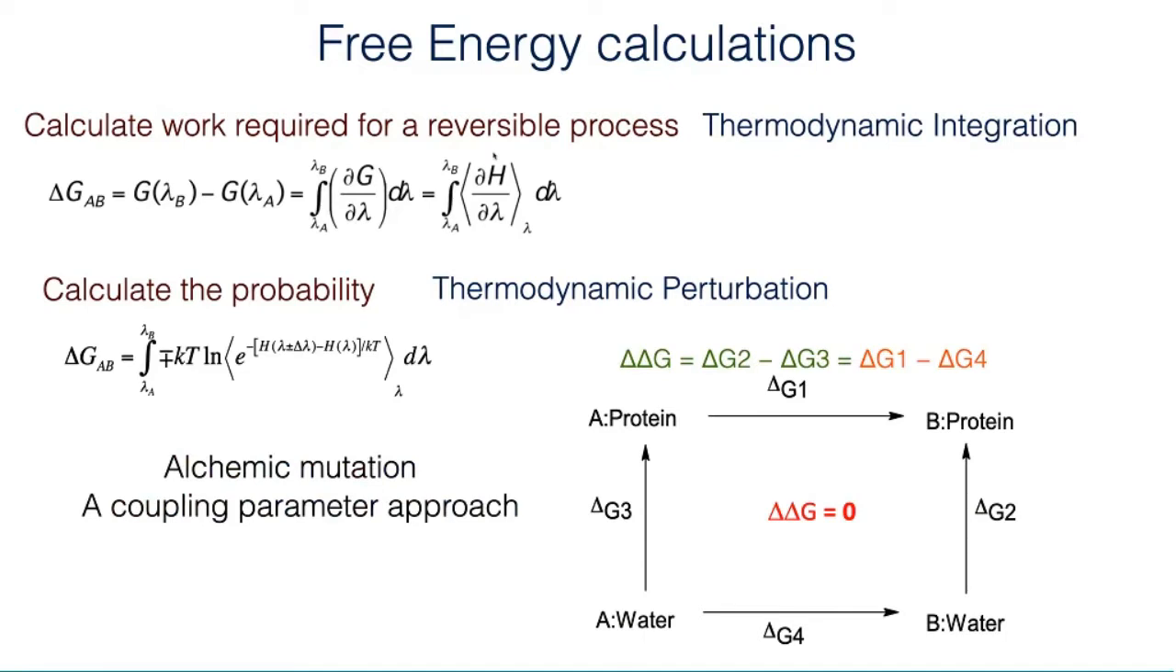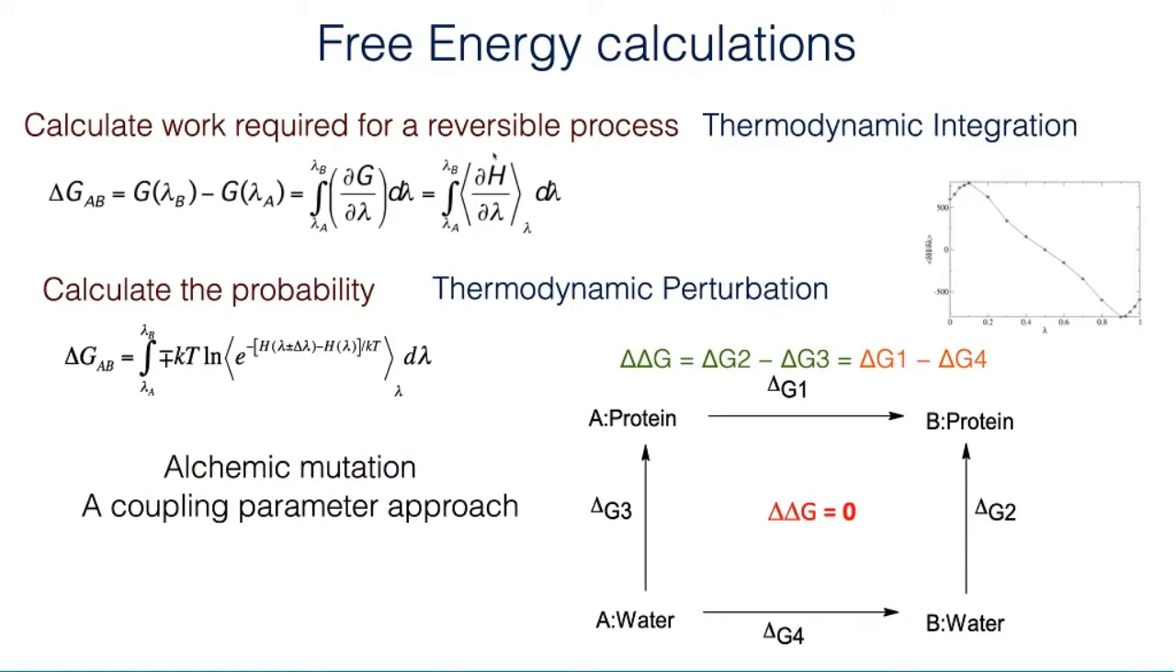And again, these calculations are not simple or straightforward. Because this process has to be reversible, when you make a transition from molecule A to B, it has to be done in a large number of steps which are reversible at each stage, using something called the coupling parameter approach.